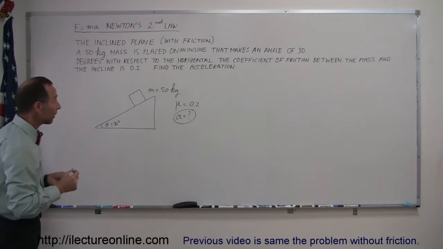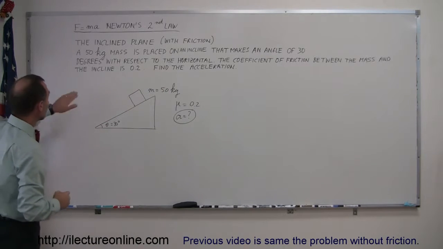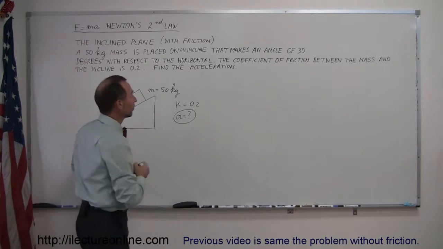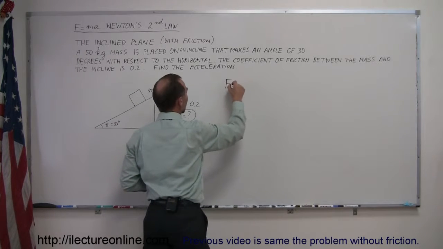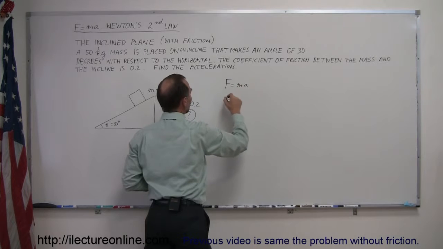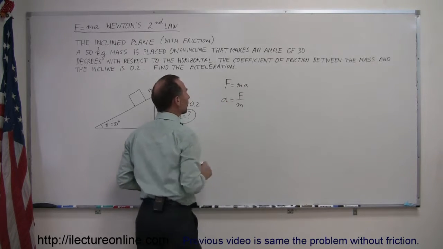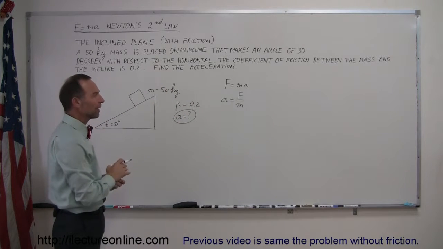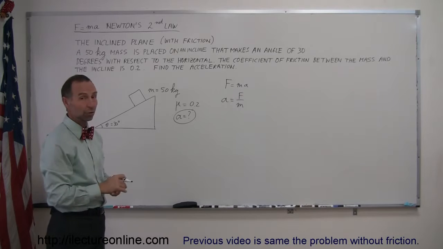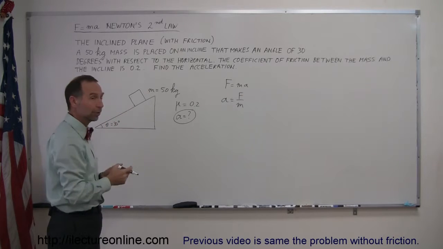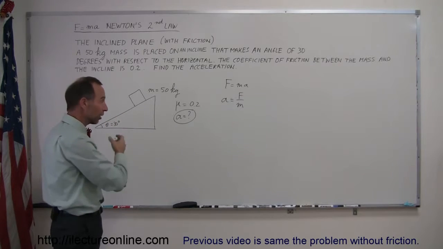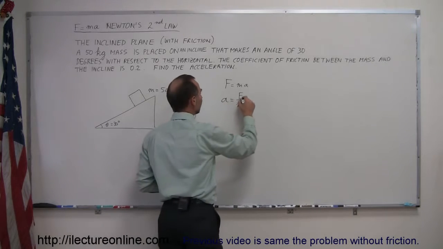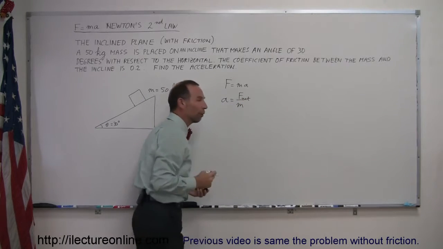All right, again, to solve a problem like this, we realize we're going to use Newton's second law, F equals ma, which means that a is equal to F divided by m if we divide both sides of the equation by m. And again, to find the acceleration of anything, we always want to deal with the net force. There will be a lot of forces acting on the mass, but there's only a net force that actually causes acceleration. So we can call that the net force that we're looking for.